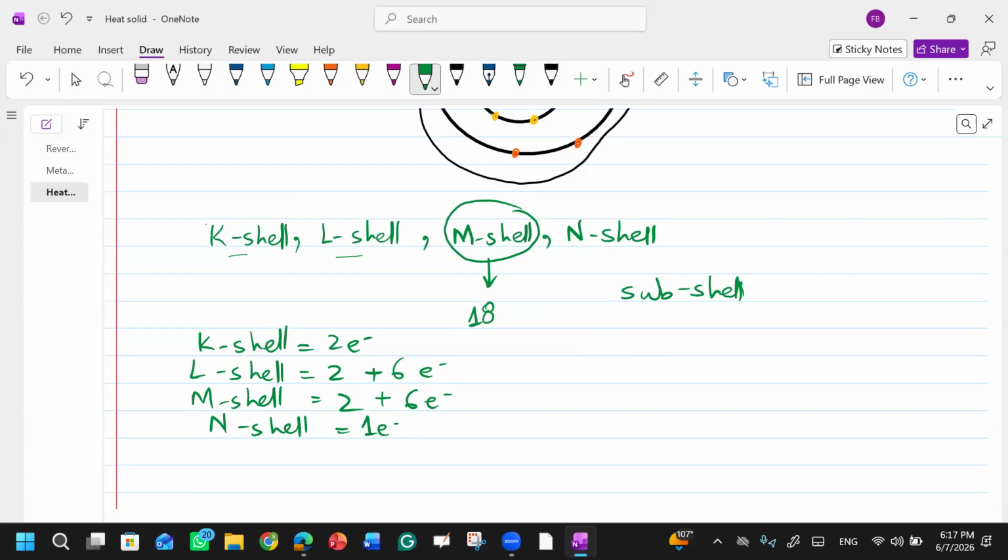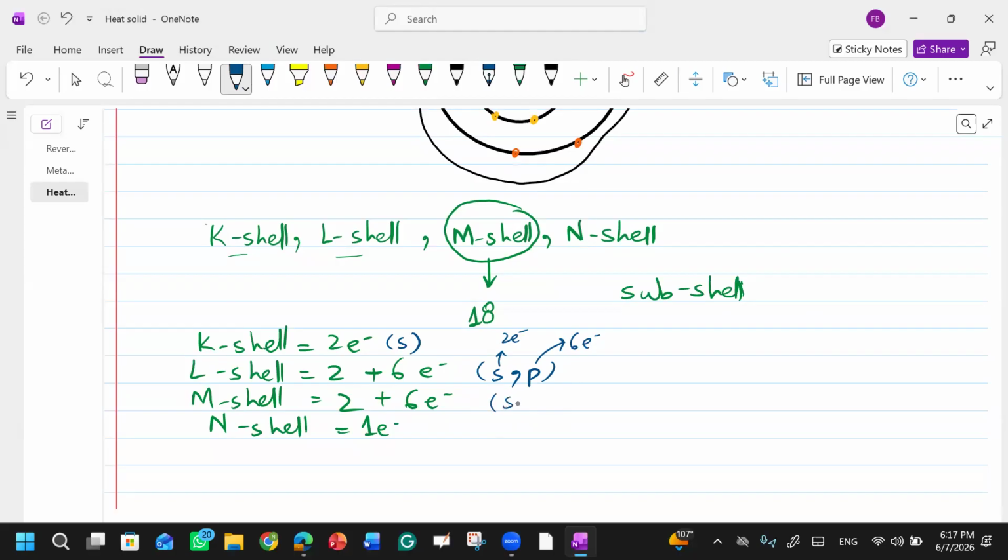In the shells there are smaller shells as well. So in this, if you see, in the K shell you just have the S subshell. In the L shell you have S and P subshells. In the S there will always be 2 electrons, and in the P there will be 6 electrons. This is the maximum capacity of P.